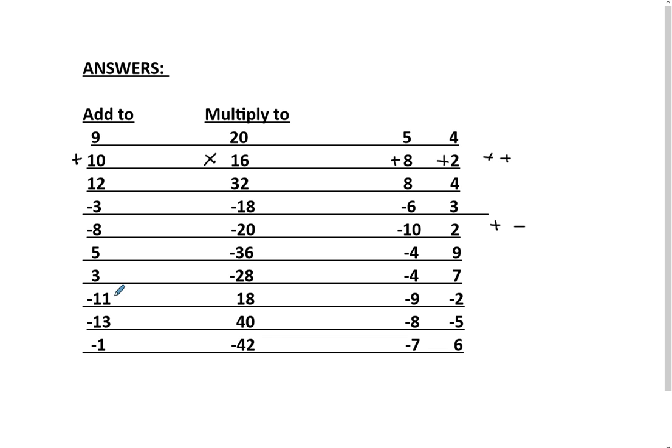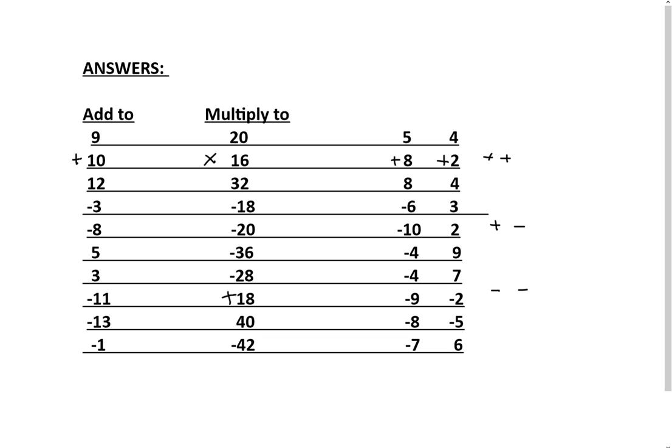And one more. If they add to give minus 11 but multiply to give positive 18, then you know two positives make a positive, but two negatives also multiply to give a positive. So then both your numbers must be negative. So now you're looking for factors of 18 that add to give 11. And you get 9 and 2.